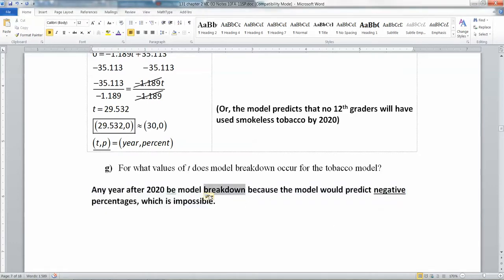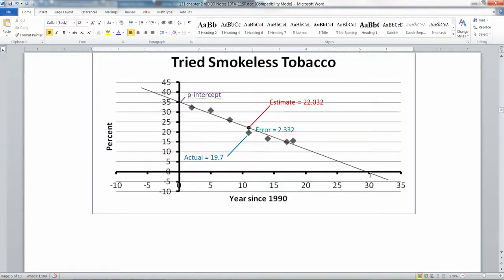Last but not least, for what values of t does model breakdown occur? Model breakdown means your model makes no sense whatsoever. And that would be any year after 2020, because if you're 0 at 2020, then anything after that would be negative, which is impossible. And that's because this is a decreasing line. That's what would make it negative. See here, look at the picture. Here's 2020, after that, negative. No good to you.